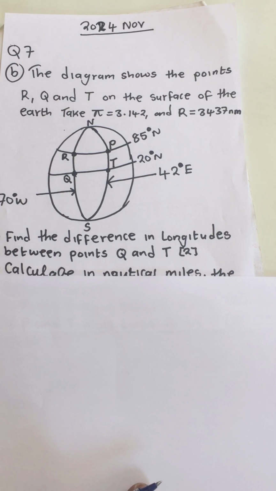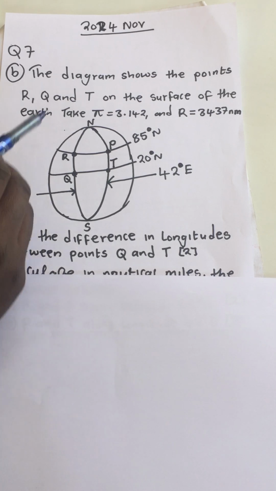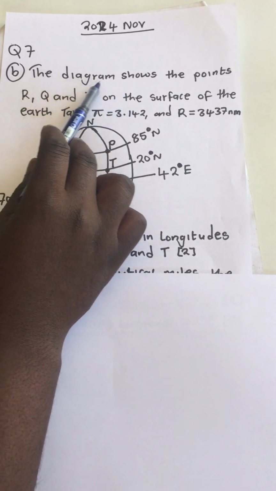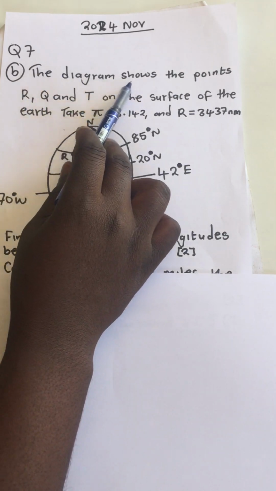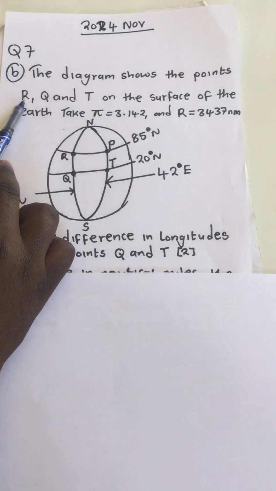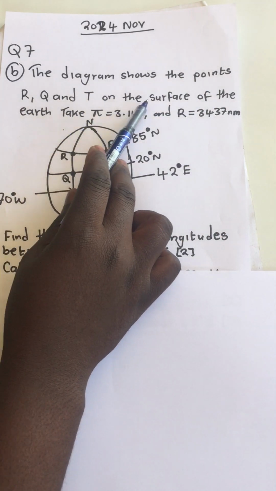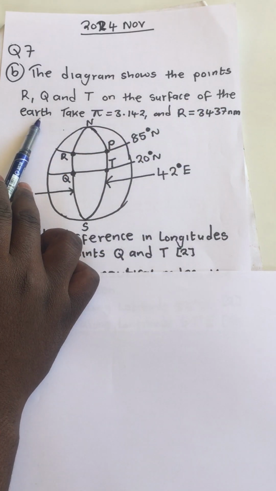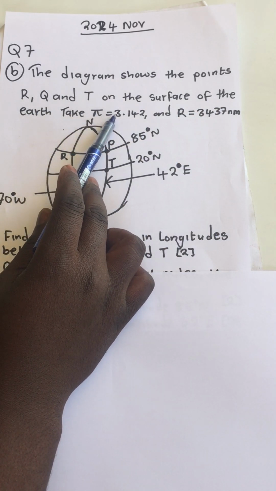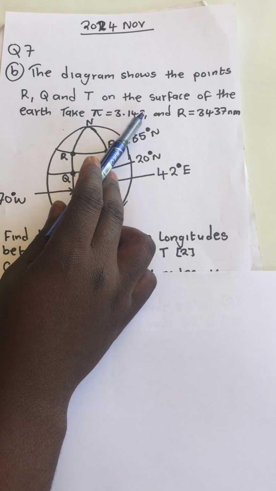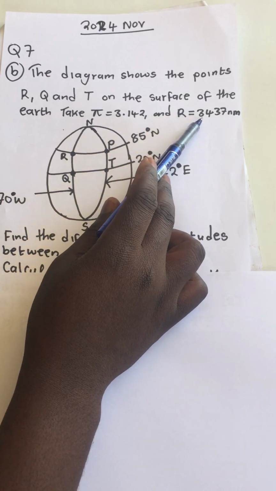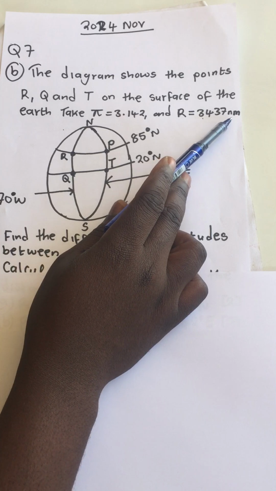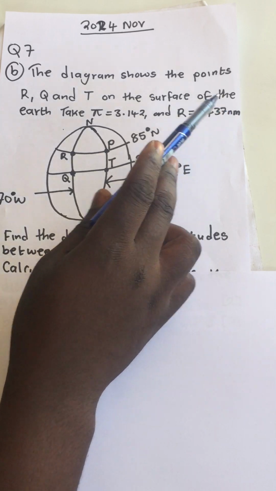Here with me I've got a question which is Earth Geometry paper 2, question 7B, and the question reads: in the diagram, the diagram shows the points R, Q and T on the surface of the Earth. Take pi as 3.142 and radius 37 nautical miles, which is nm.